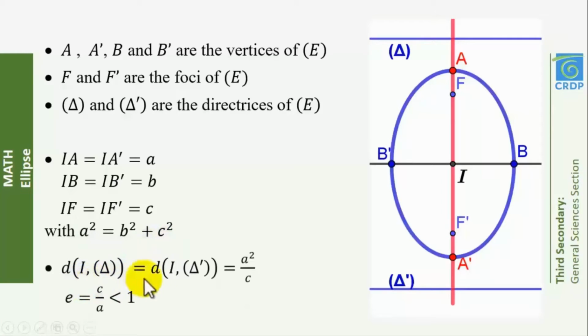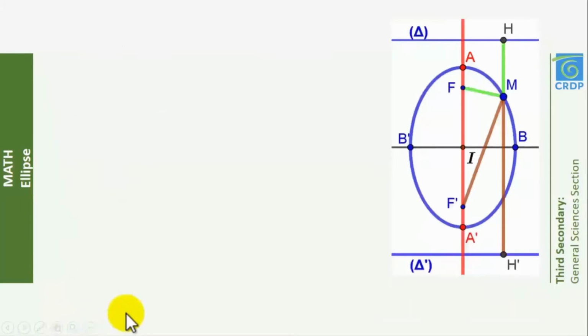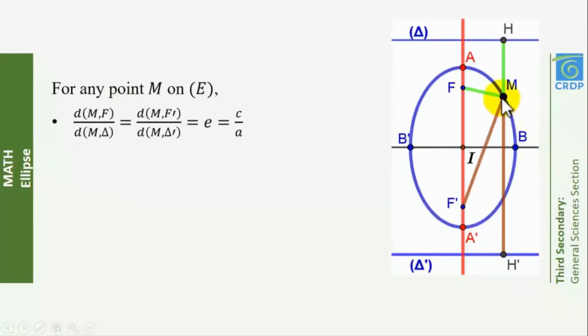Distance from I to delta equal distance from I to delta prime equal a squared over c. E the eccentricity equal c over a less than 1. For any point M on E, distance from M to F over distance from M to delta equal distance from M to F prime over distance from M to delta prime equal E equal c over a.